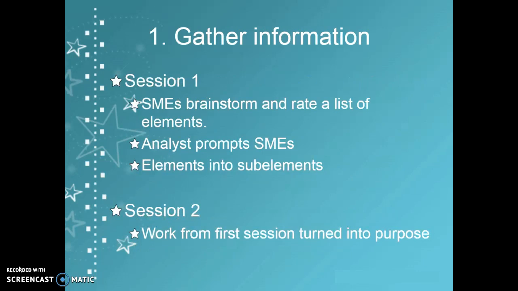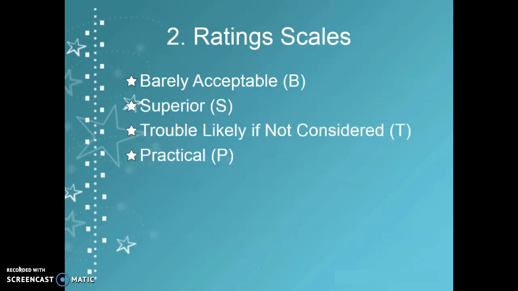So the first step is to gather information. There's 2 sessions that take 3 to 5 hours each. In the first session, the SMEs brainstorm and rate a list of elements. The analyst helps prompt the SMEs when they seem to run out of ideas, like what might make you want to fire someone, what might cause trouble. Once the elements are listed, each one is broken down into sub-elements which help illustrate the meaning of the element. The analyst takes this list and compiles the elements, gives their ranks, and analyzes the data. In the second session, they use the work done in the first session for a purpose, such as developing a test or training program.